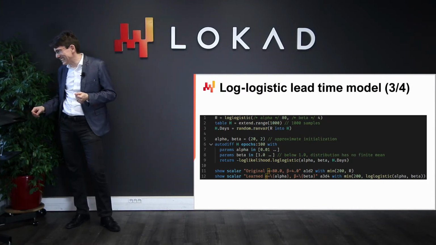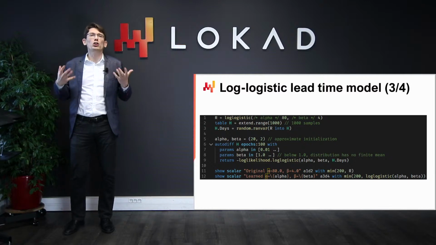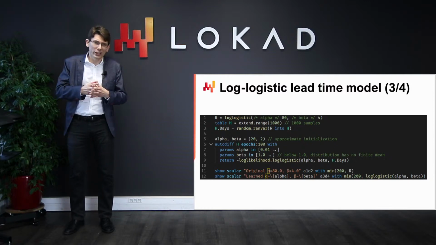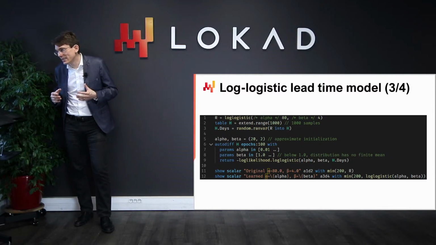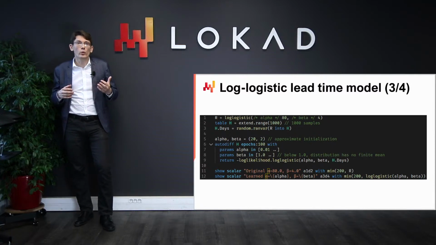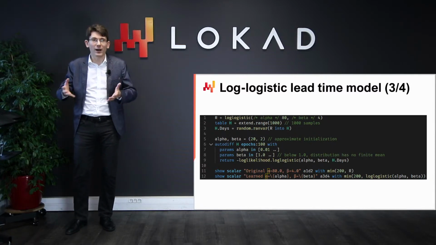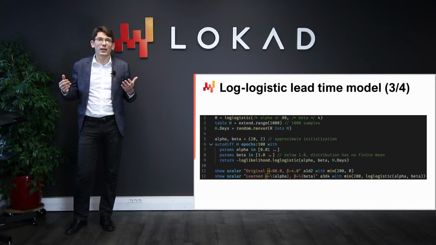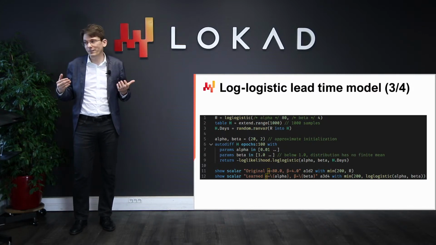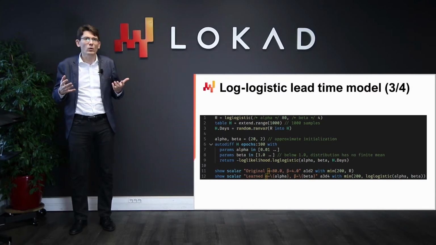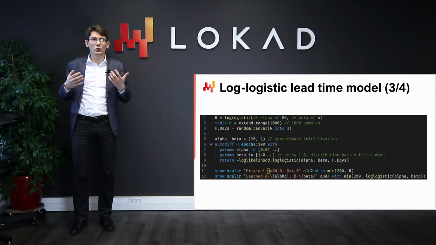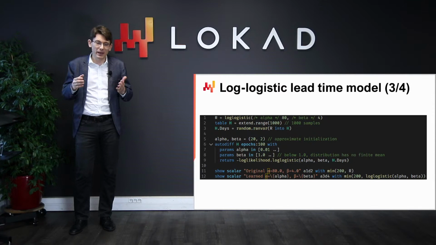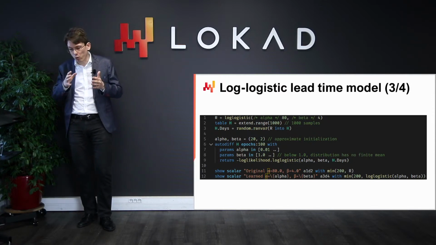At line 6, we have an autodiff block. This is where the learning takes place. At line 7 and 8, we declare two parameters, alpha and beta. In order to avoid numerical problems like division by 0, bounds are applied to those parameters. Alpha must remain greater than 0.01 and beta must remain greater than 1.0.